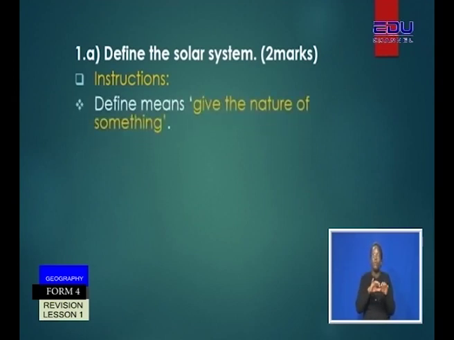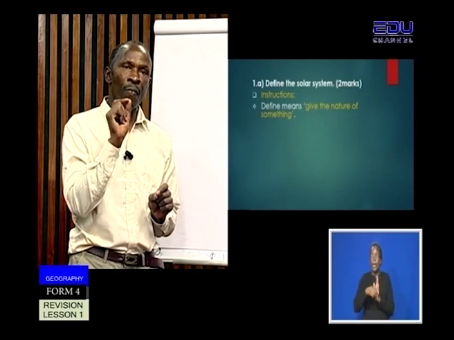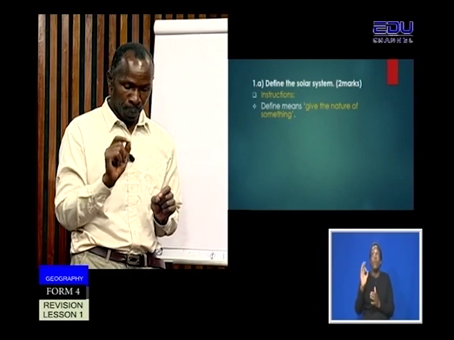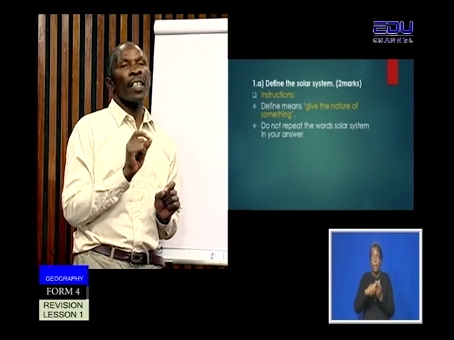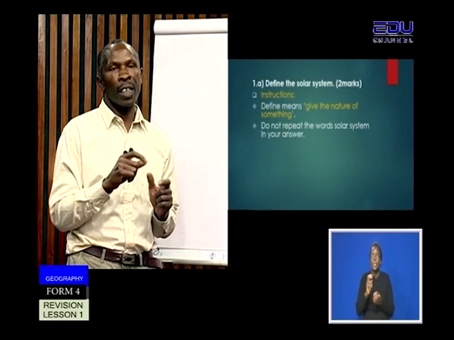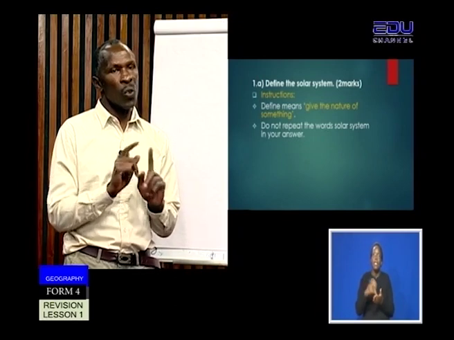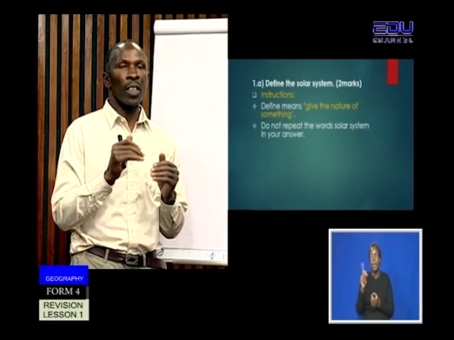Number 1, when you think about define, we are simply saying it is giving the nature of something. It is saying exactly how something is. That is what define is all about. We are also adding that when you are answering the question, it will not be necessary for you to repeat the words the solar system. It is not necessary. So in your answer, the 2 words are not required.